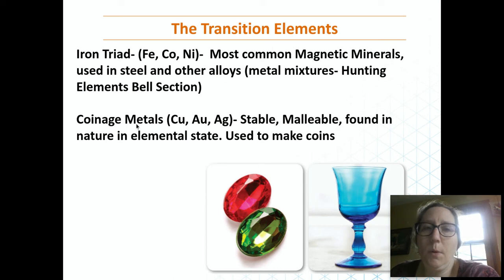And then the coinage metals are another group of metals that are close together. It's copper, gold, and silver. We use them to make coins. They're stable, they're malleable, they're found in nature in their elemental state, okay? They're all very good conductors, so we use them a lot in circuits and things like that in wire, okay?